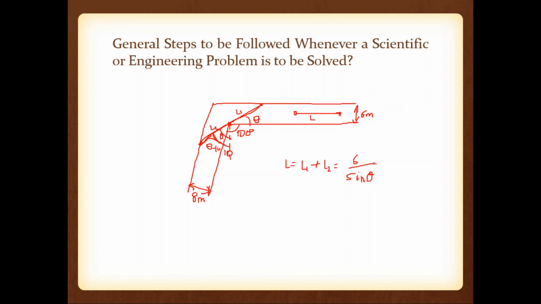Now what about L2? L2 is 8 divided by sin of theta minus 10, because 8 divided by L2 is sin of theta minus 10. So now we have L with respect to theta. We can write this as the function L of theta. By using this L of theta, we are going to find the maximum length that we can carry.